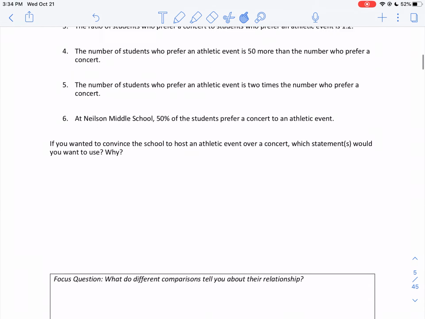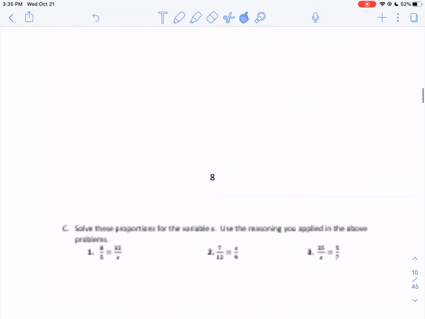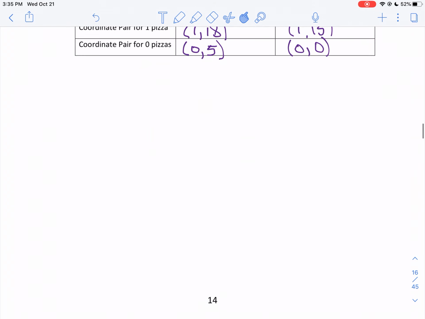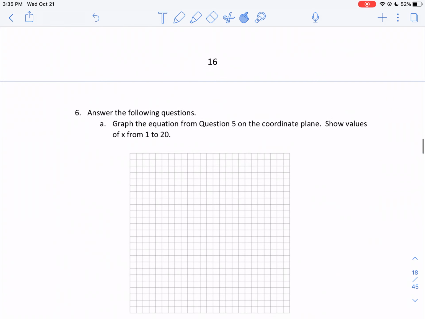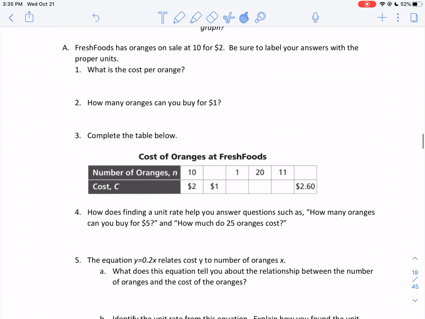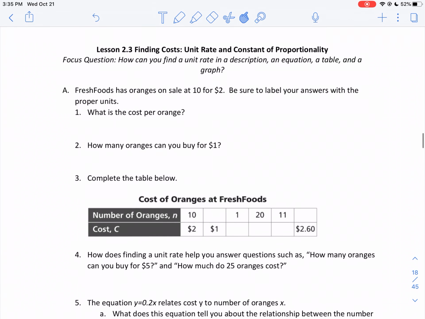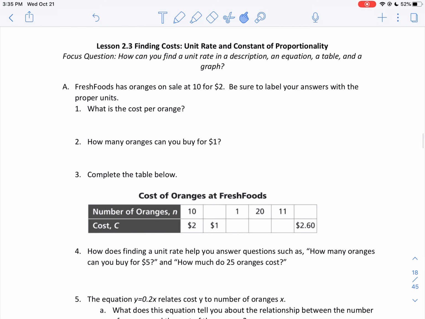Okay, so now we're going down to 2.3. So page 16 in your comparing and scaling journal. Lesson 2.3 is called Finding Costs, Unit Rate, and Constant Proportionality. Our focus question, the question we're trying to answer today, is how can you find a unit rate in a description, an equation, a table, and a graph? So quite a bit going on here with that.